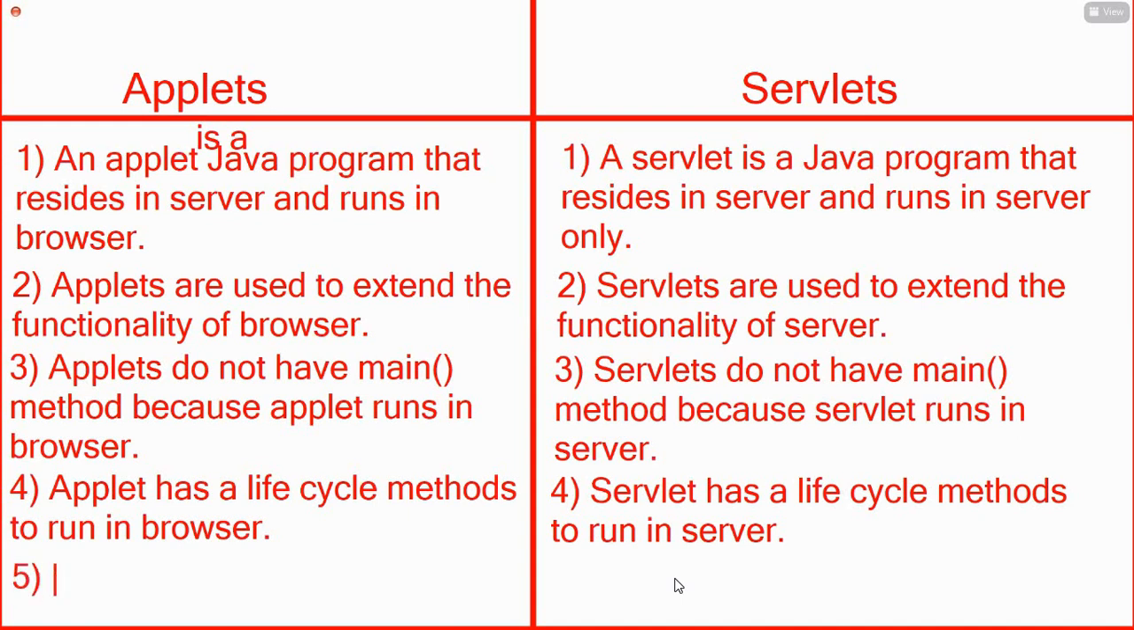Next. See, in applet program, main method will not be there. If you write also, it is not executed because applet runs in browser. Browser doesn't know main method. Servlet program also, main method will not be there. If you write also, no use because servlet program runs in server. Server doesn't know main method. It is not executed. But for execution purpose, separate methods are there. Those methods are called life cycle methods. Okay.